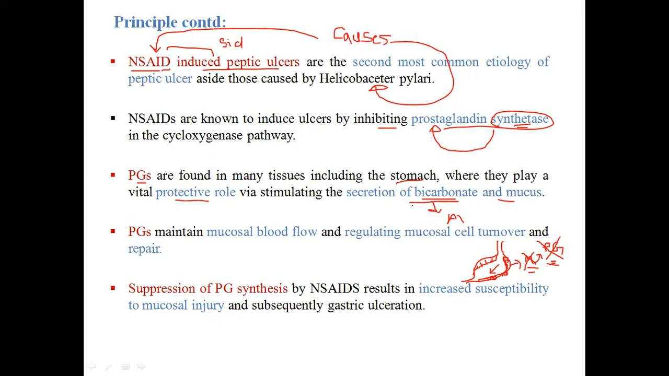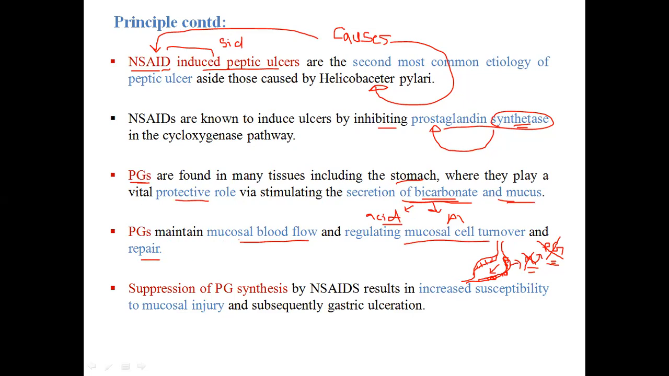Okay, so this can neutralize the acid. PG is secreting mucus to provide protection, and at the same time it is secreting bicarbonate, and the bicarbonate helps to neutralize the acid. Now again, PG is important to maintain the mucosal blood flow and regulating mucosal cell turnover and repair.